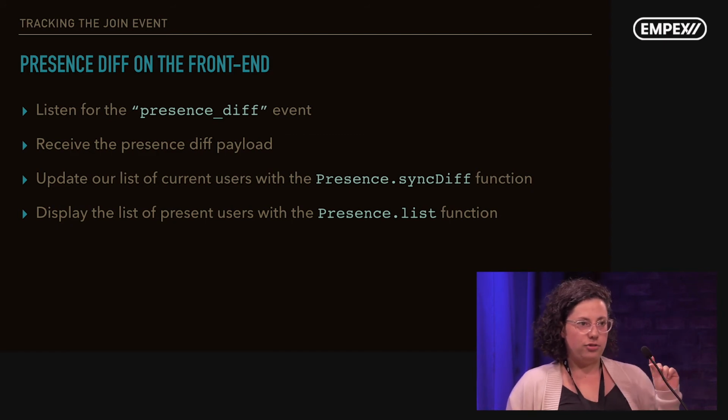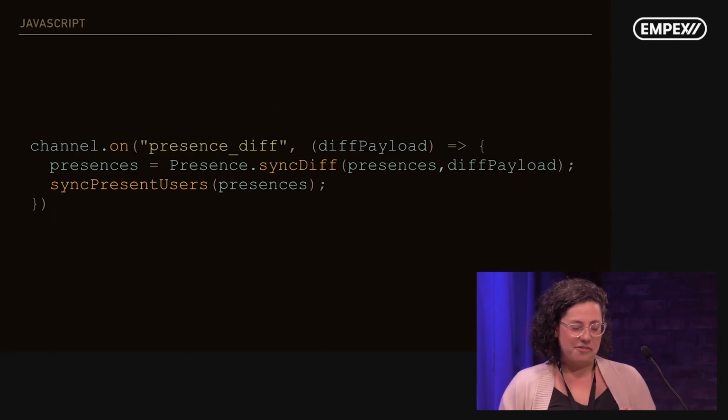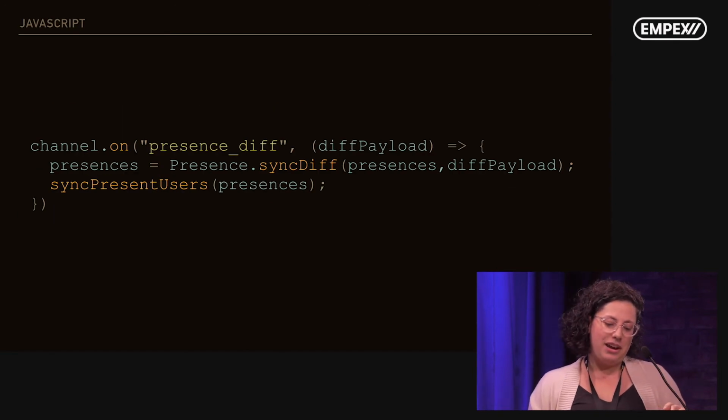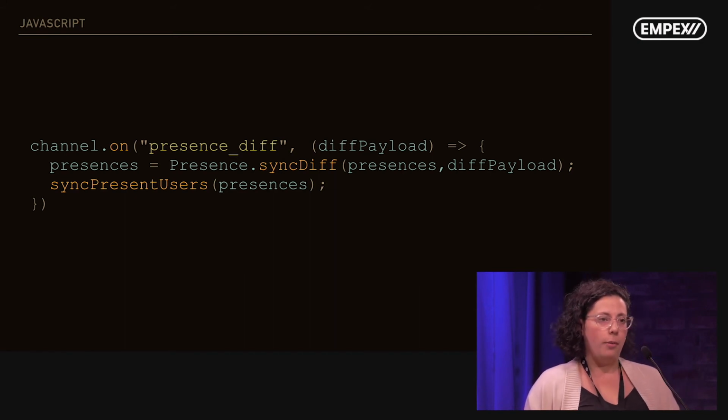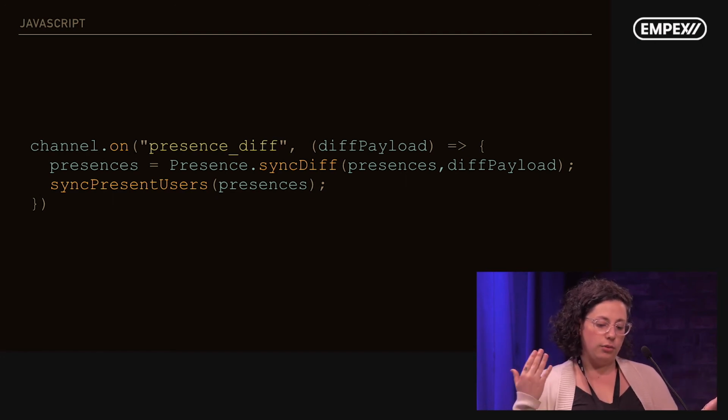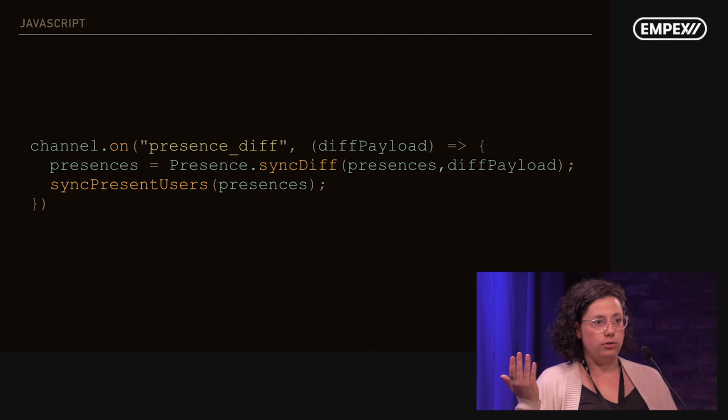So we're going to look at a little bit of JavaScript. I promise that we're looking at very, very little of it. So basically, we are listening for our presence diff event. When we receive it, we're going to fire this callback function that gets called with an argument of our diff payload, the data structure that we looked at earlier. We're leveraging the presence sync diff function, which will take in a list of our present users and basically reconcile it with the users in the join or leave keys of the diff payload.